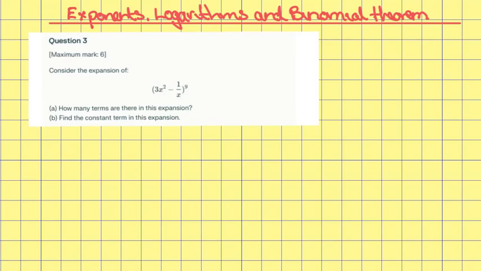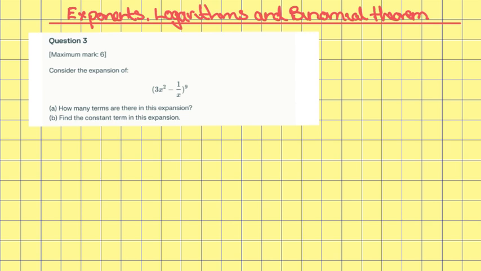Question 3. Consider the expansion (3x² − 1/x)⁹. A. How many terms are there in the expansion? B. Find the constant term in the expansion.